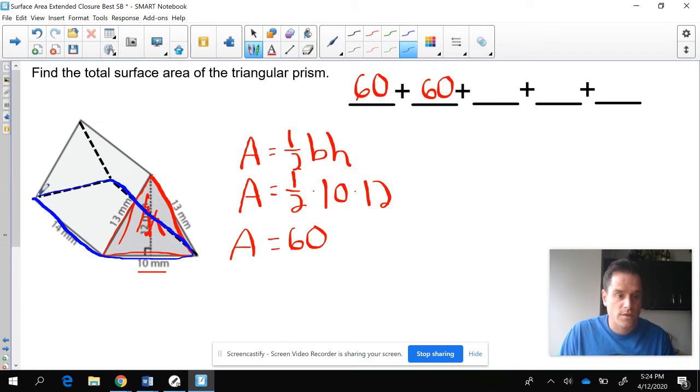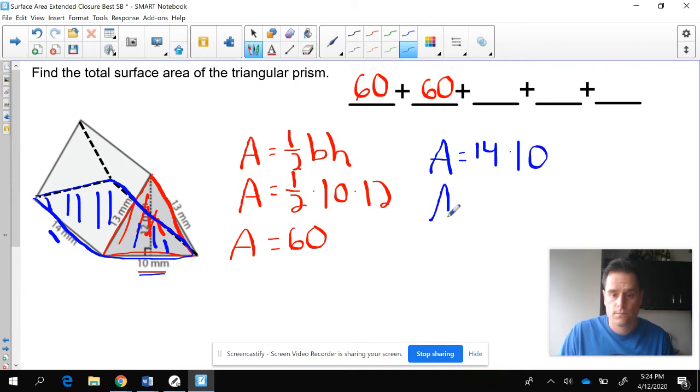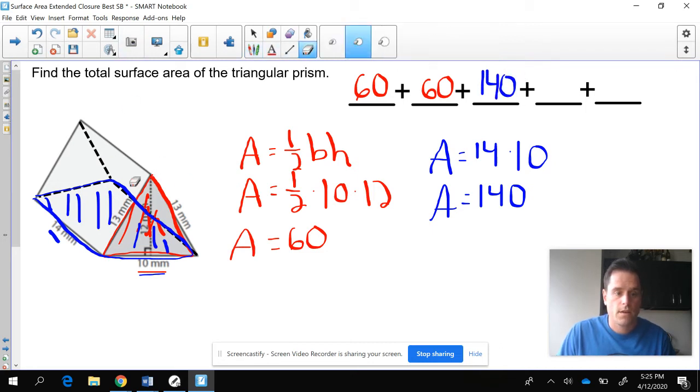If you try to do the ones on the left and right, sometimes it kind of messes up and gets in your way when you try to solve this. So I like to go to the bottom next. That's going to be 14 times the 10. That'll be 140. And then if you need to erase this, you can.